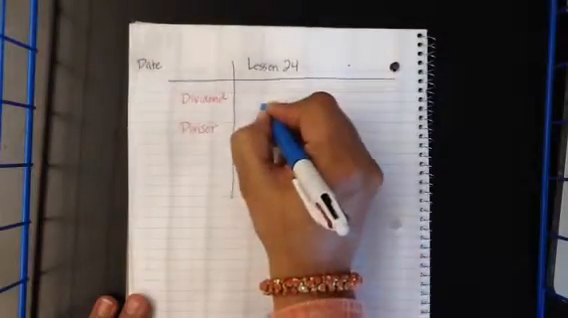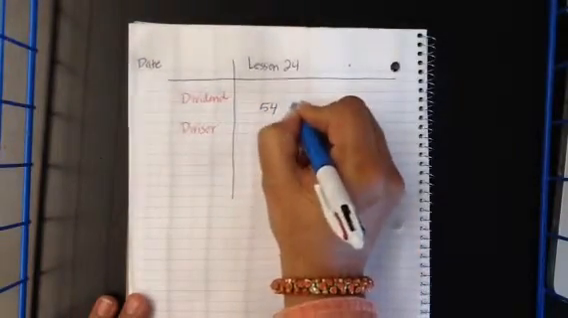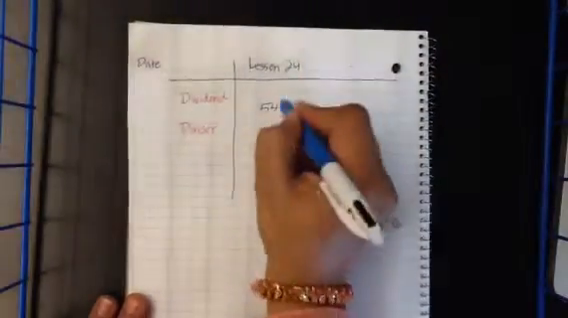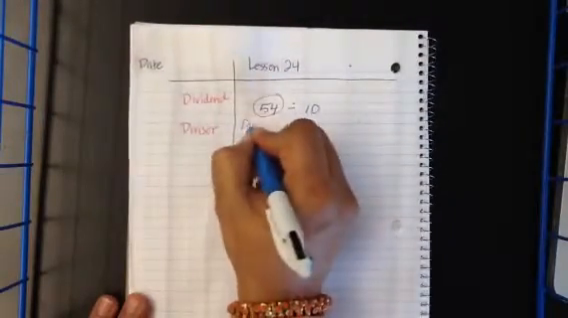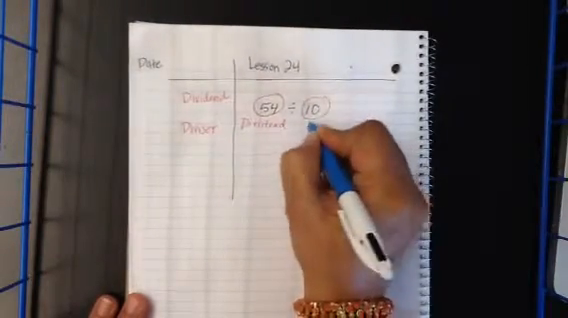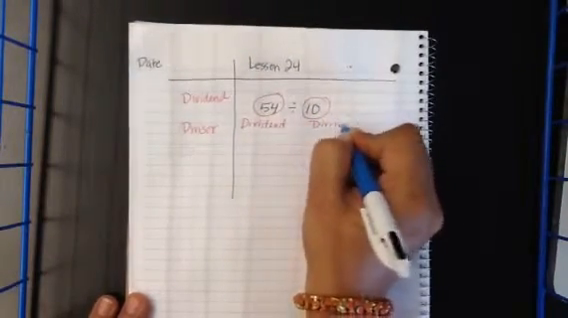An example with today's problem would be if I had the number 54 divided by 10. 54 would be my dividend. And 10 would be my divisor.